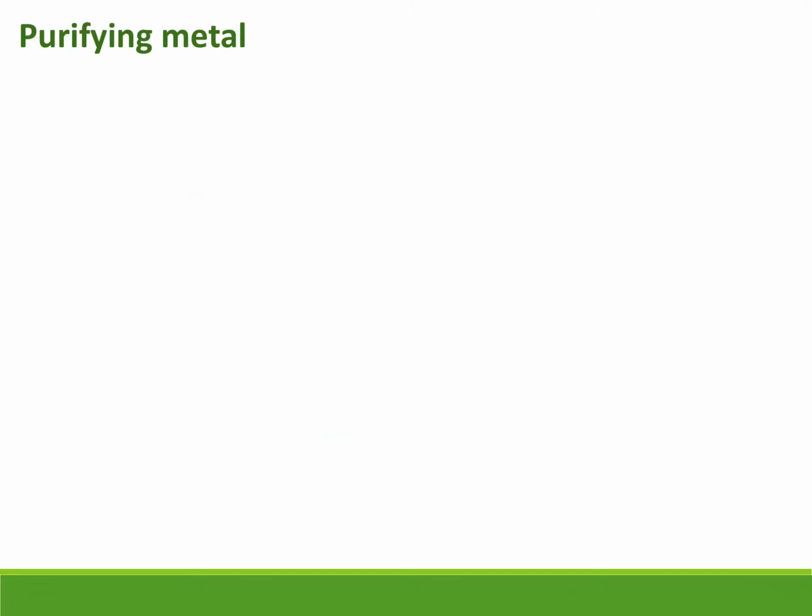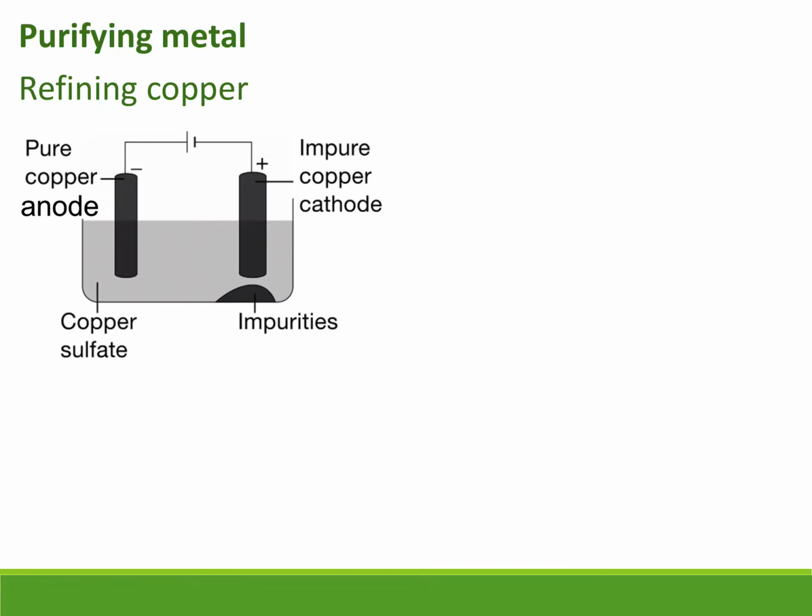All right, let's talk about purifying metal. Now we do need to just quickly fix something here. Here, this should actually say that's a pure copper cathode, and this is an impure copper anode. Okay, so what happens is this anode is made up of a sample of copper, which we know has other metals in it, has other things in it other than just copper. We just want the copper. All right, so we make it into the anode.